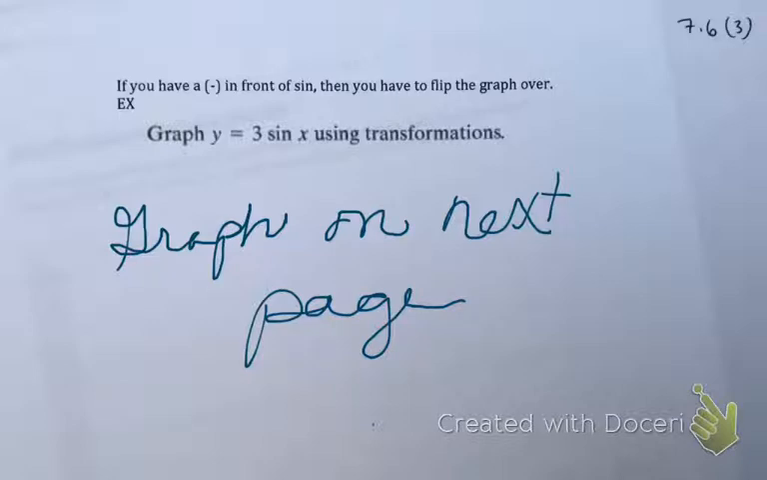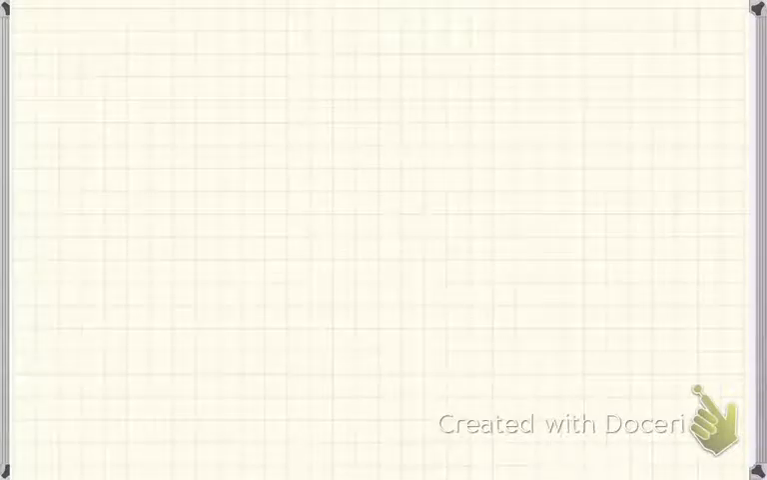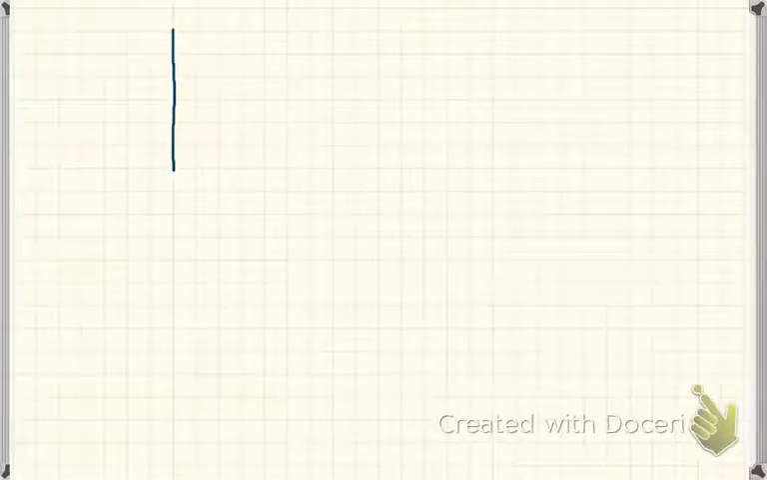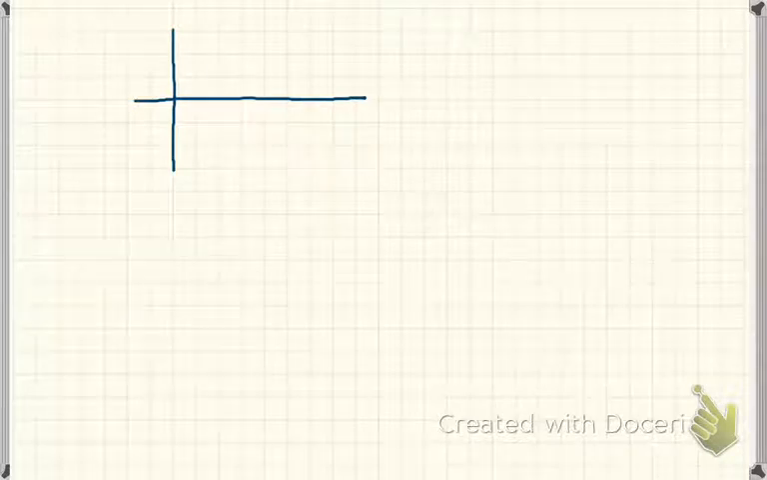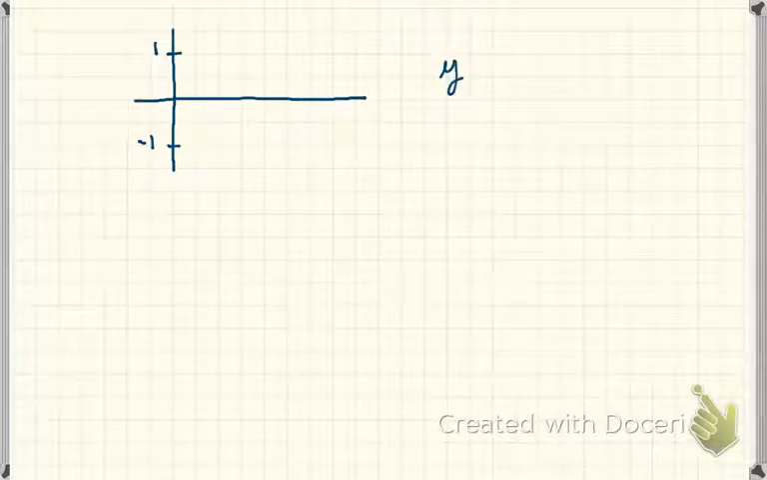They asked us to graph y equals 3 sine x, so we're going to go to the next page where I have some graph paper so I can show you what to do. First of all, we have to know the graph I'm going to draw by heart, so you need to practice it. Here's 1, here's -1. The graph I'm going to do is y equals sine x.